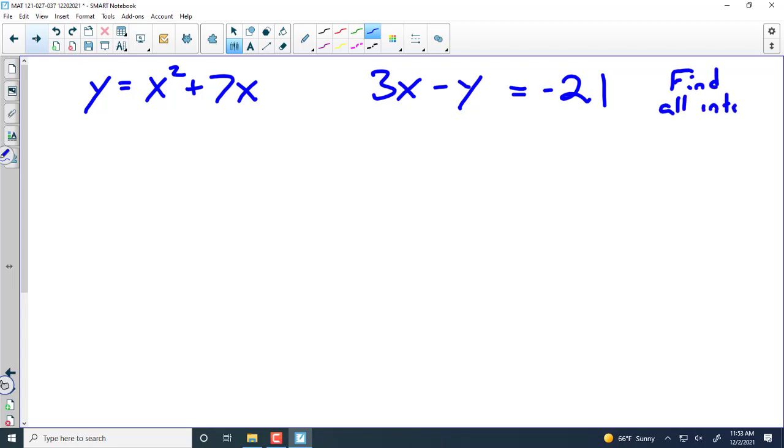all intersection points. Find all the places where those two things intersect. So get started. This one's a little trickier than the one we just did. I just realized that when I wrote it up here, it's a little bit trickier, but you can still do it.